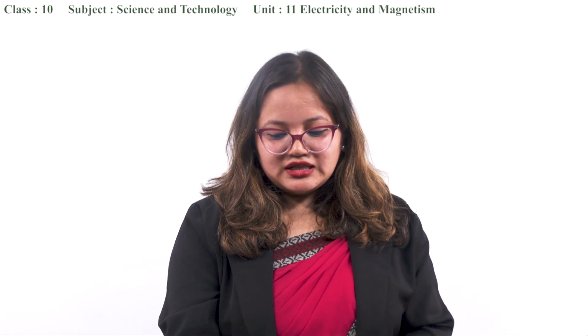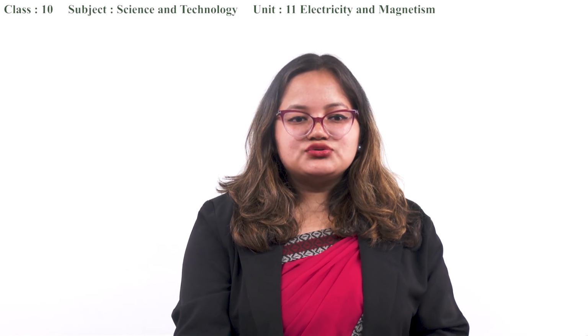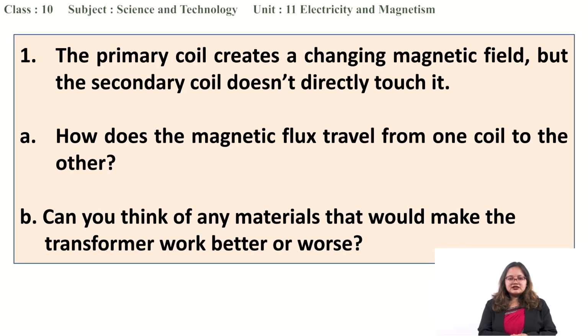Okay, so let's try to do this one question. The primary coil creates a changing magnetic field, but the secondary coil doesn't directly touch it. Now, first question, how does the magnetic flux travel from one coil to the other? And second question, can you think of any materials that would make the transformer work better or worse?